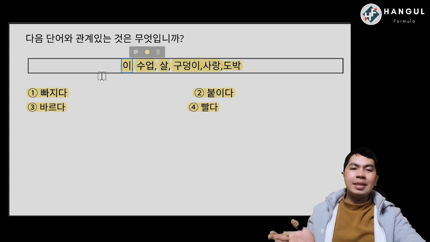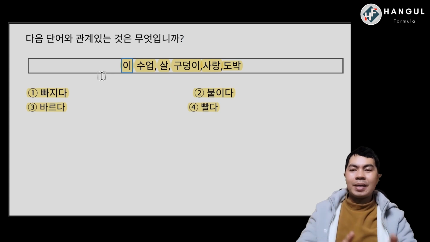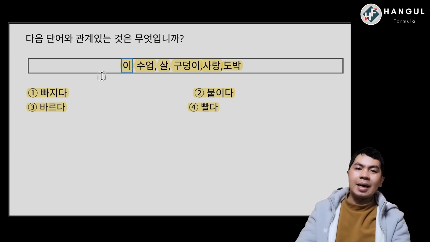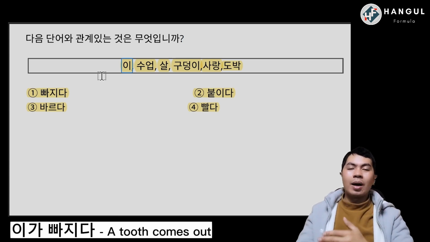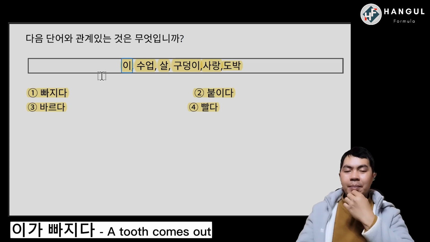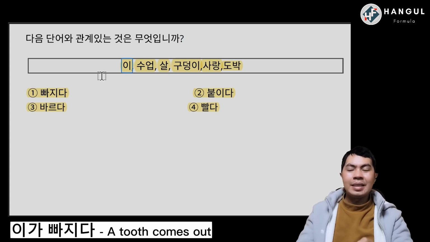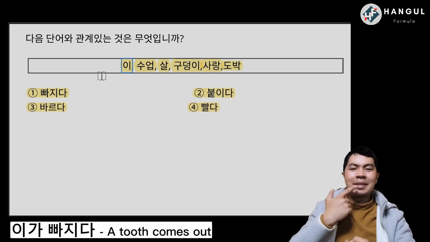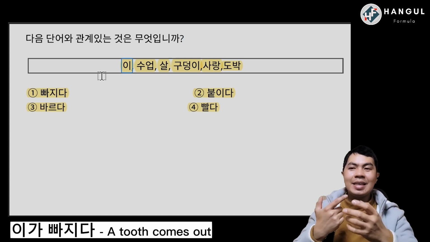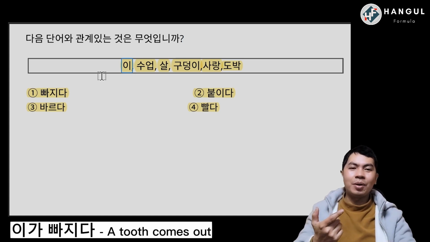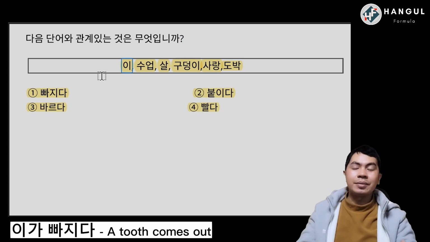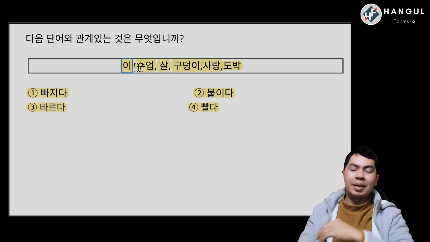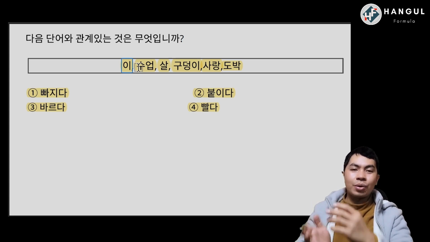Anyway, i is your teeth, no? And pag sinabing iga pajida, dadagdagan lang natin ng subject marker, iga pajida is for your teeth to come out. Kumbaga, malalaglag yung ngipin mo. Kinagat mo sa matigas na candy, nalaglag. So, iga pajoso, nalaglag yung ngipin mo. Your tooth comes out, no? So yun yung first meaning ng pajida. Parang malaglag, same with torojida.